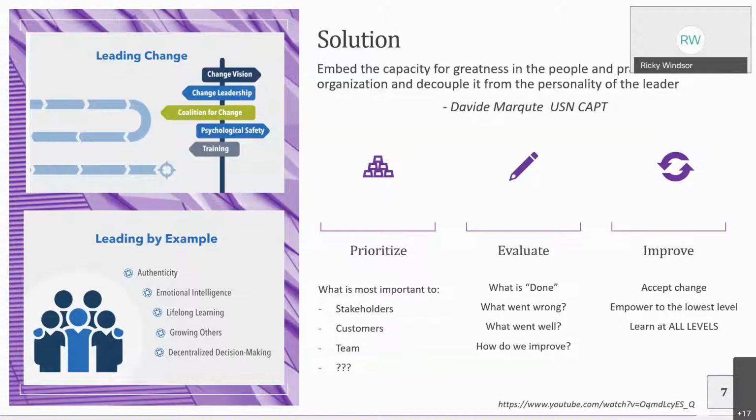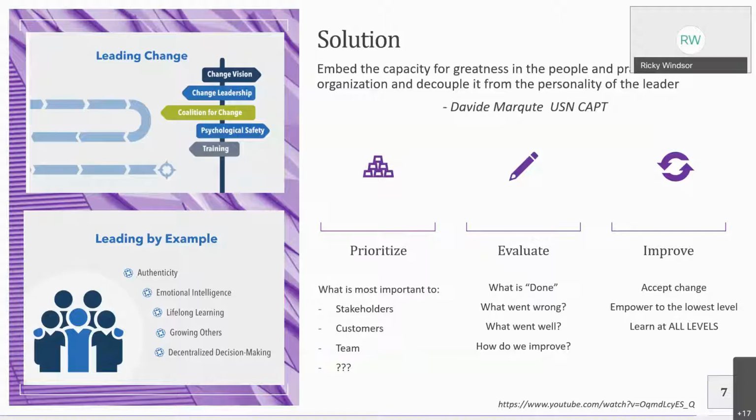Looking at the evaluation piece of it. This is very similar to an AAR for those Army folks. So what was done? What did done look like? What did we consider completed or mission accomplished? What went wrong with it? What could have been done better? What went well? How do we improve for the next round?